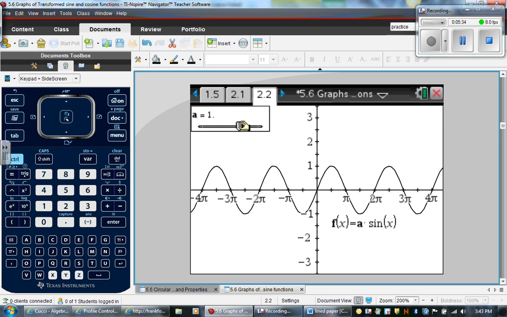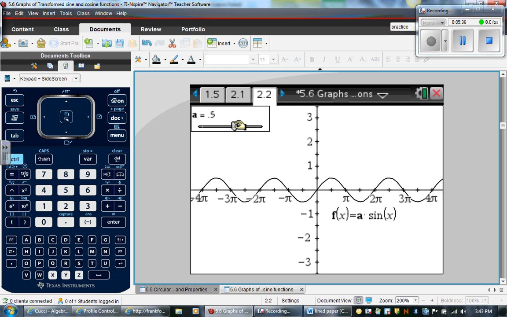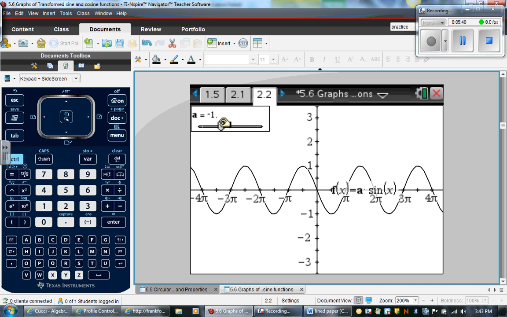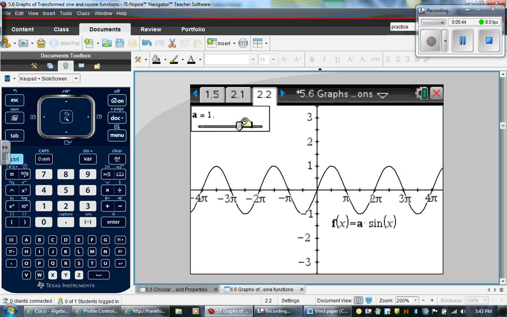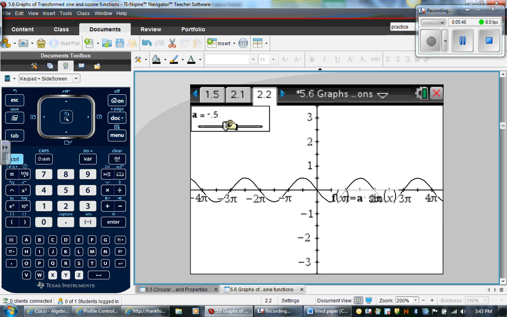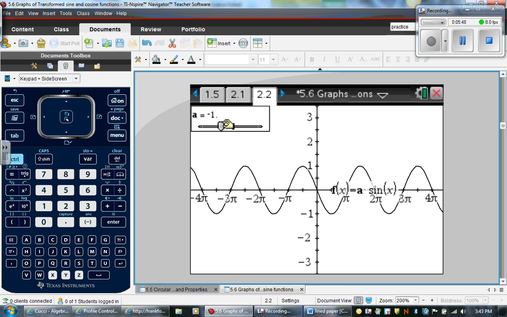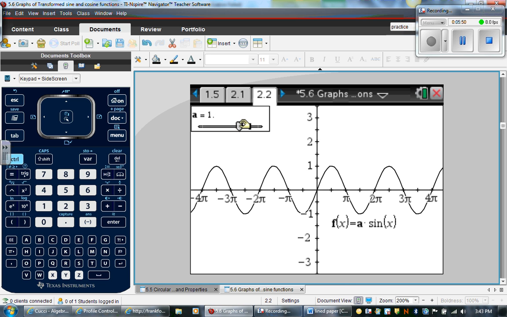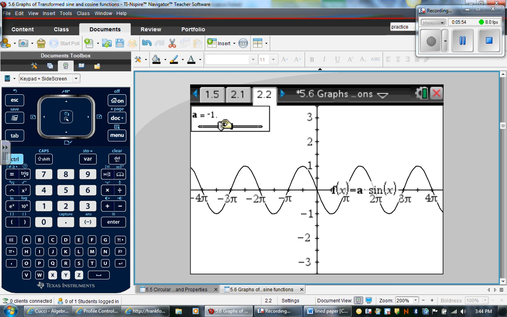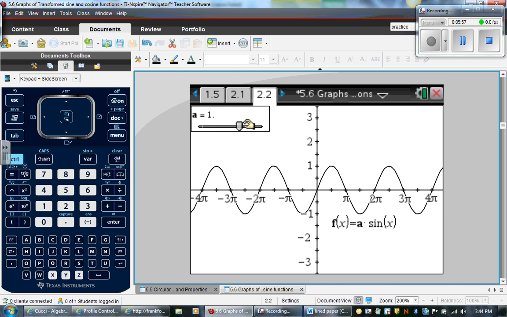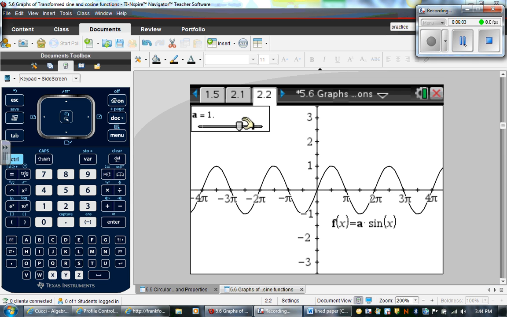Okay. So I'm going to go back down to 1. As a gets smaller, what's happening? So I want you to take note from 1 to negative 1. How is this different? Okay. So what is that value of a doing to my function? So take a minute to think about that. And write your conjecture in your notebook.